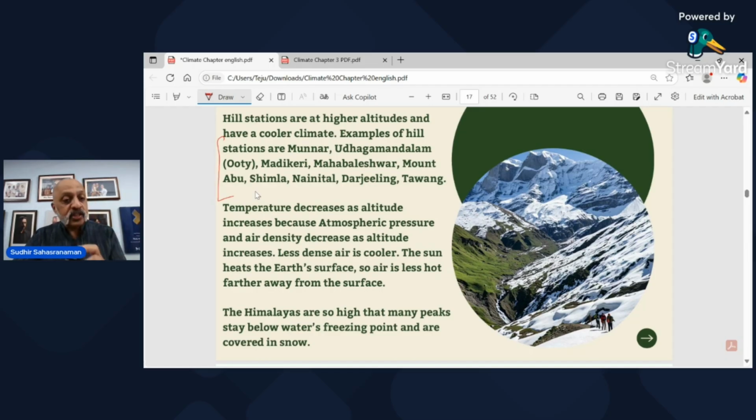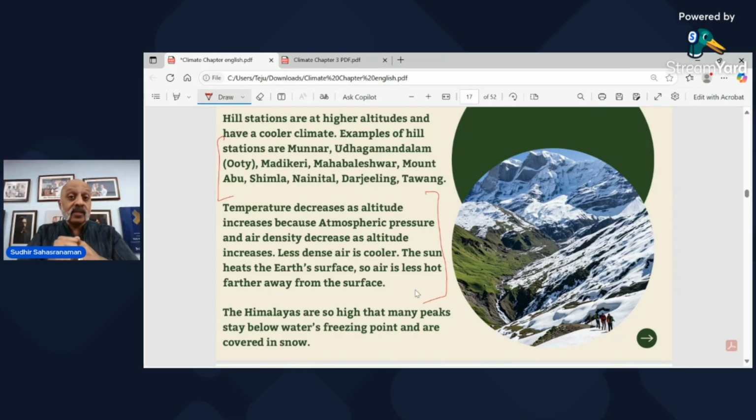Now, temperature decreases as altitude increases because of atmospheric pressure. What's the reason? This also can come as a reasoning question as to why something happens. Temperature goes down as altitude increases because atmospheric pressure and air density decrease as the height goes up. Altitude goes up, what goes down? Atmospheric pressure, which is why you find it difficult to breathe when you go to a hill station.